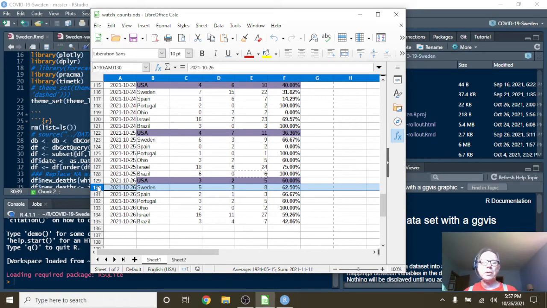Today is Sunday, October 26, 2021, and it is time for the daily COVID-19 analysis for your country of Sweden.